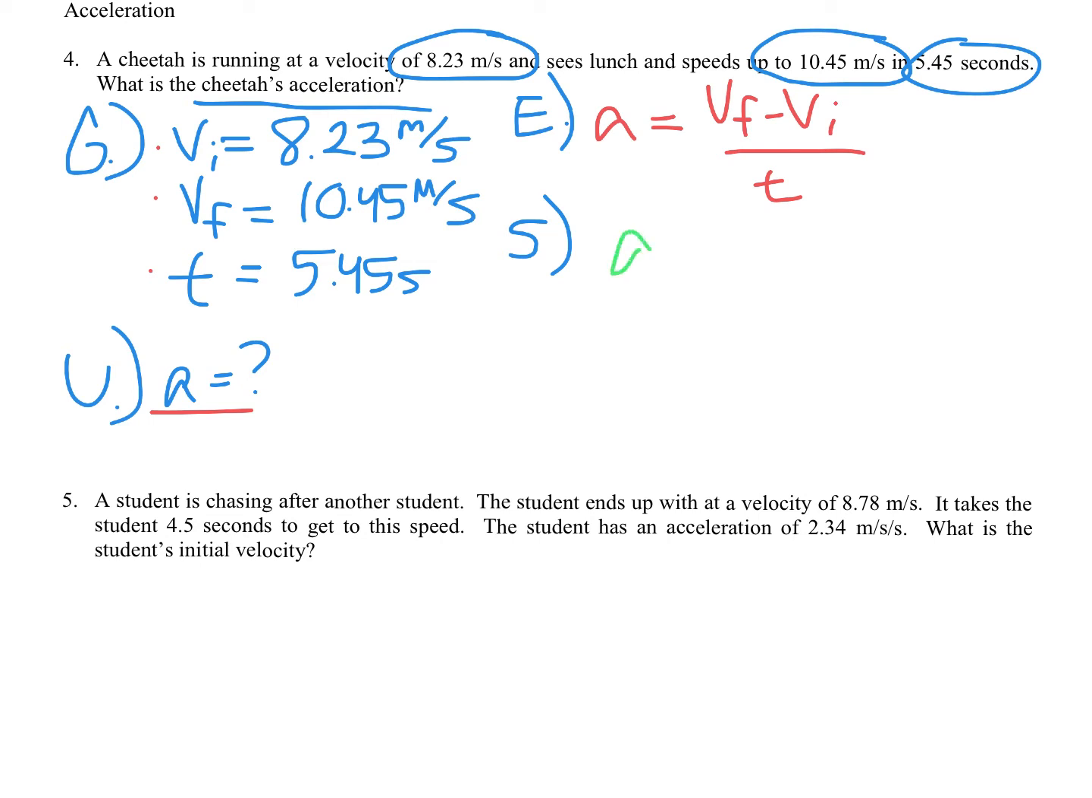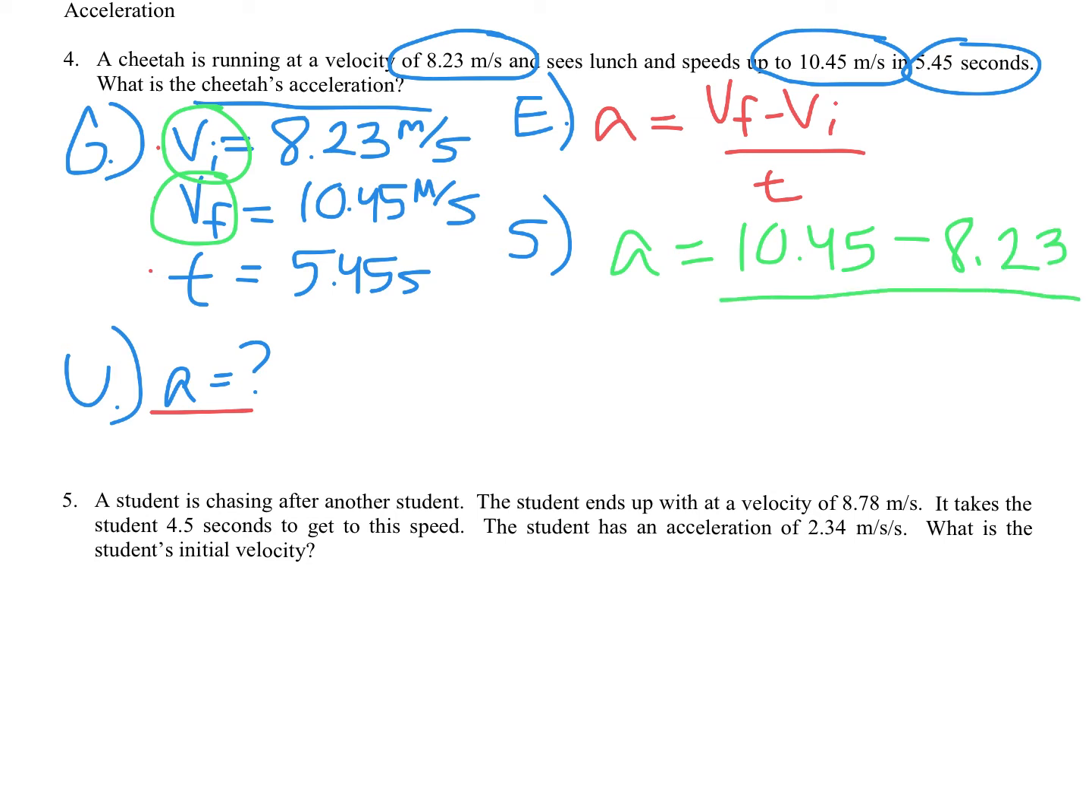All right, I'm going to keep A by itself because that's what I'm solving for, acceleration. Velocity final up first is 10.45 minus velocity initial, which is right here, 8.23. See how labeling it helps me? It's nice. I keep organized. I'm less likely to make a mistake, divided by time, which is 5.45. And with that in mind, I'm going to get myself a nice little math problem.